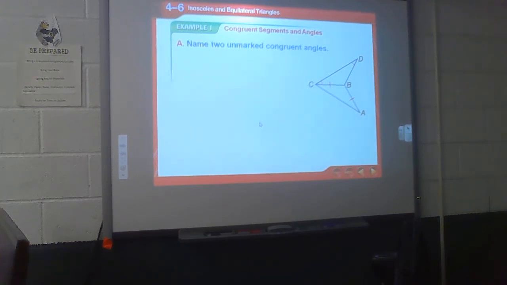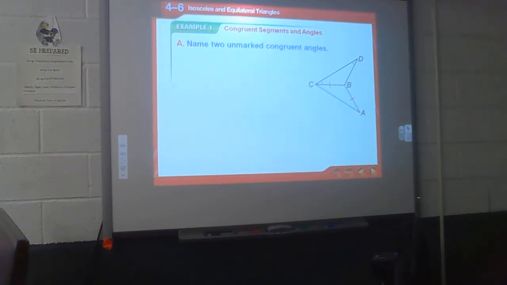Name 2 unmarked congruent angles. Everybody got an answer? What angles have to be congruent here because of what is given? BCA and BAC. Exactly right. So we're saying that this angle right in here has to be congruent to that angle right there because of this slash and that slash. Everybody agree?